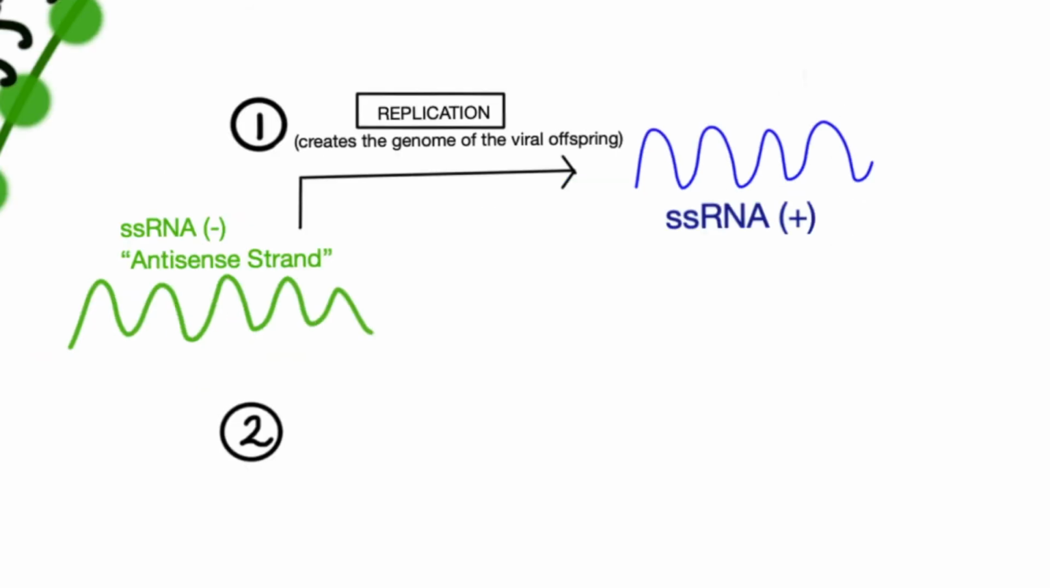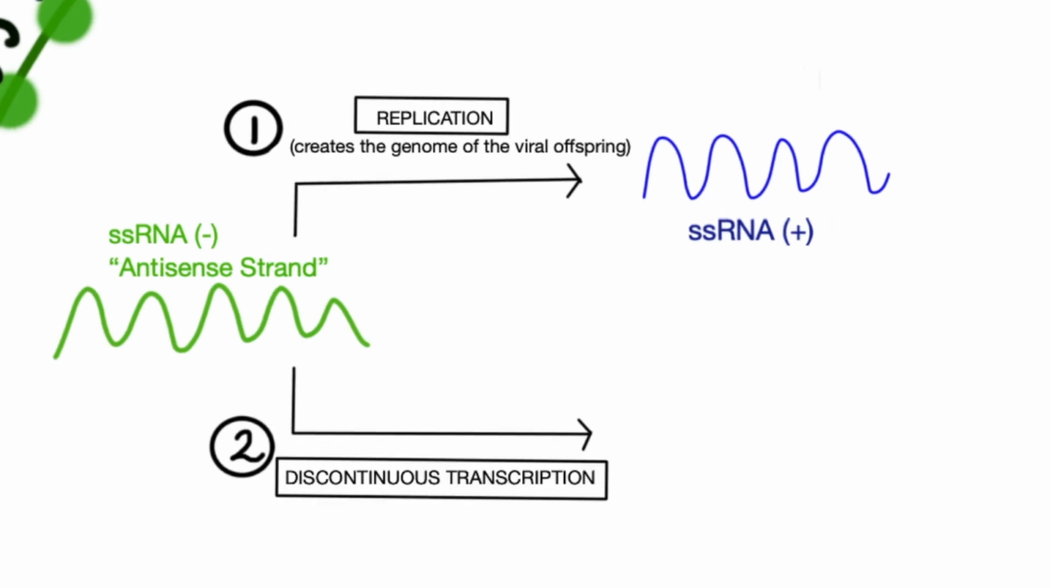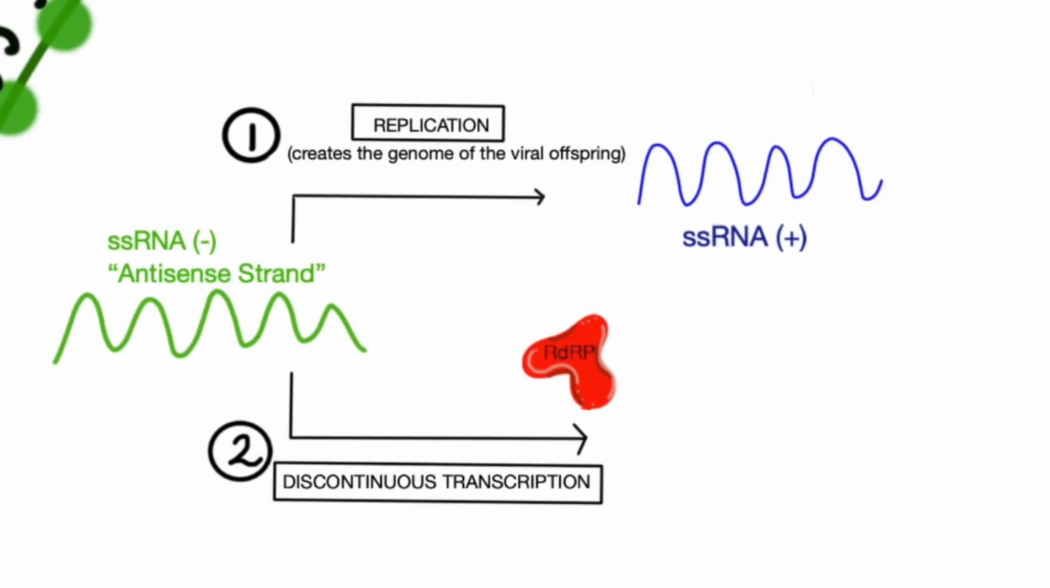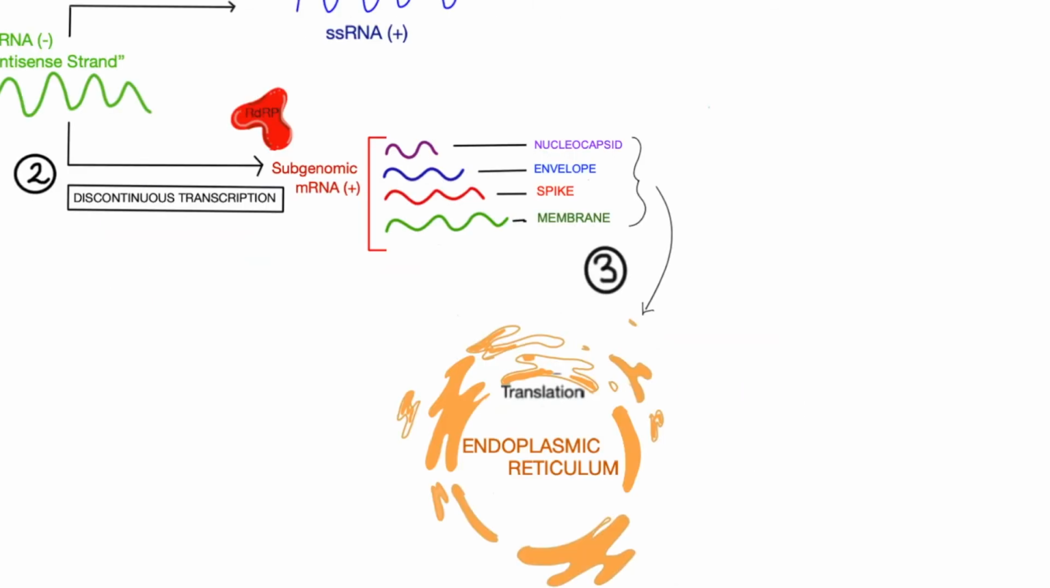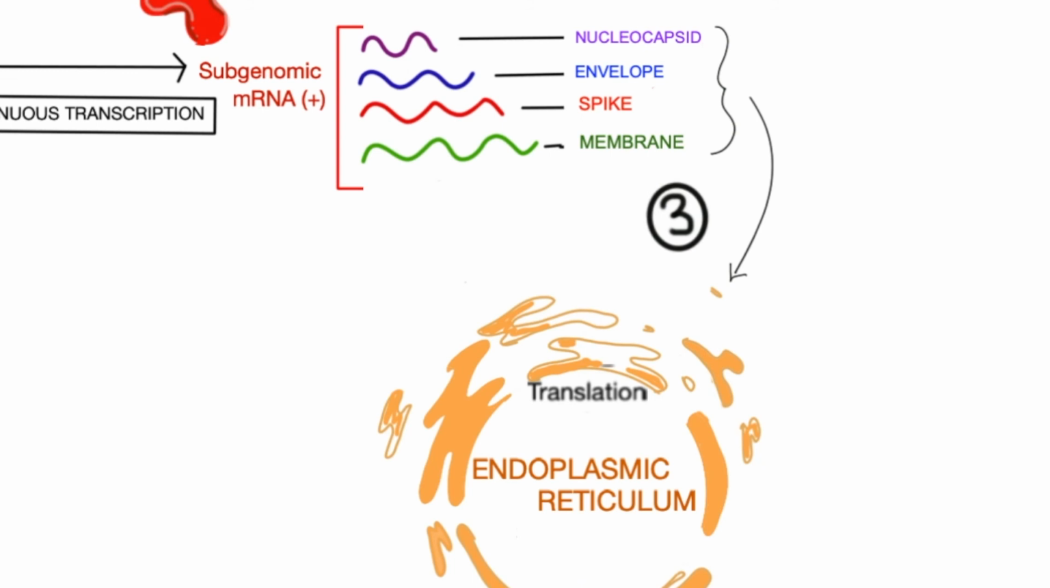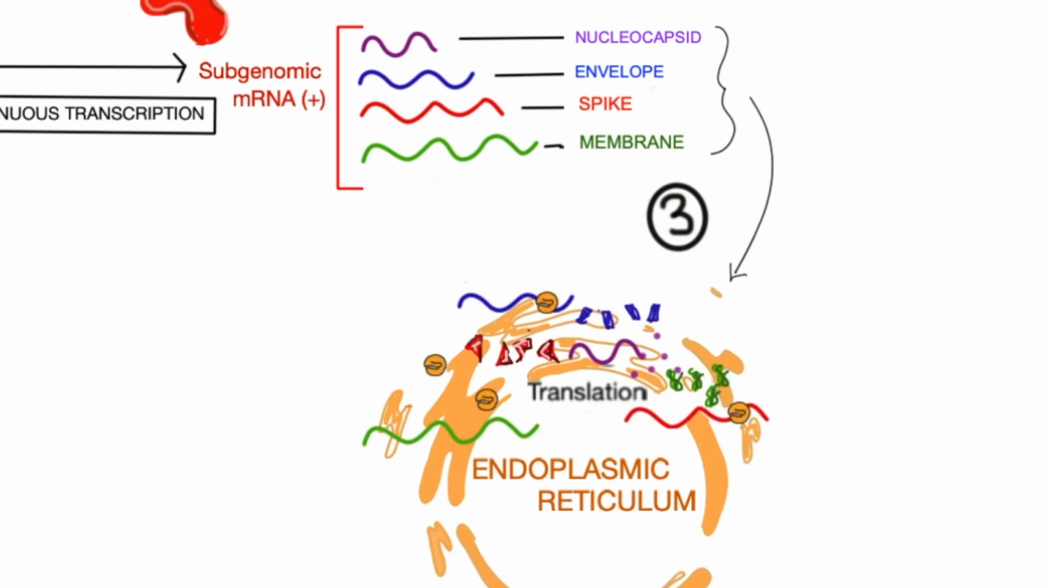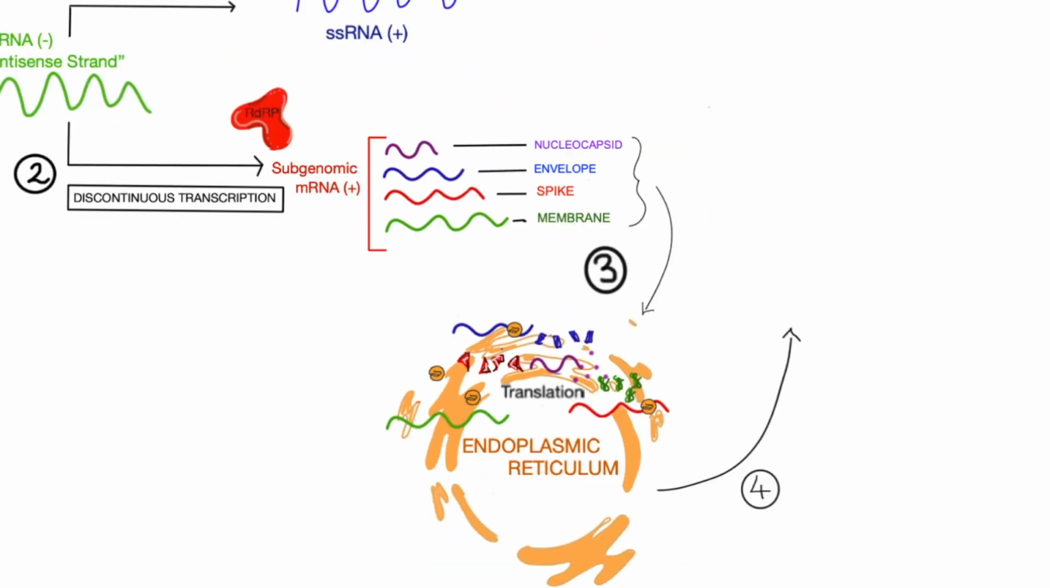The second pathway uses discontinuous transcription, in which multiple subgenomic RNAs are transcribed again by the RNA-dependent RNA polymerase. The subgenomic RNAs then enter the endoplasmic reticulum to be further translated into structural or accessory viral proteins, such as the spike, membrane, or envelope proteins.